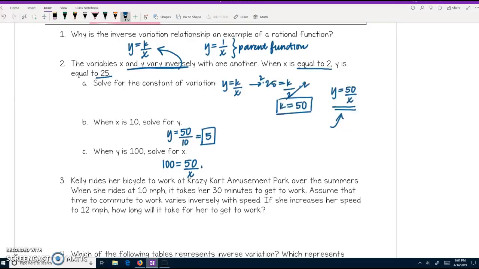And so then in order to solve for x, I'm going to multiply both sides by x. So that's going to give me the equation 100x is equal to 50. So then I can divide both sides by 100, and I'll have 50 over 100, which is 1/2, or if I want it in decimal form, 0.5. So with these kinds of problems, I want to solve for k. Once I have k, I can predict an x given a y, or a y given an x.